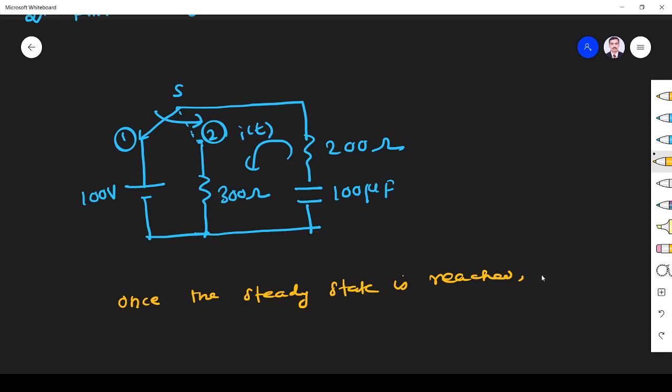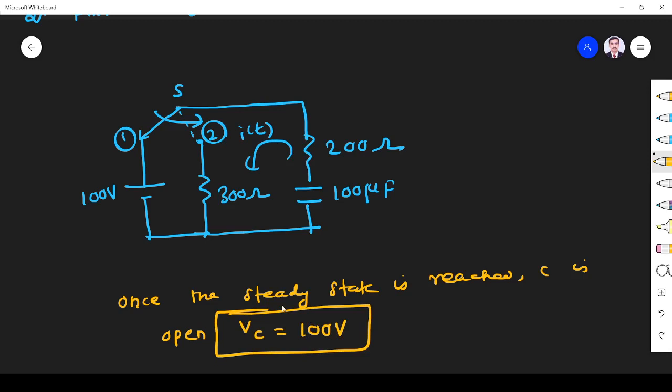Capacitor becomes open. See, the capacitor becomes open, so what is the voltage drop across capacitor? Open circuit, all the voltage will be dropped across this. So Vc is 100 volt. So we understand why in steady state capacitor is open circuit, so all the voltage will be dropped across this capacitor. So 100 volt will be fully available across the capacitor. So Vc becomes 100 volt.